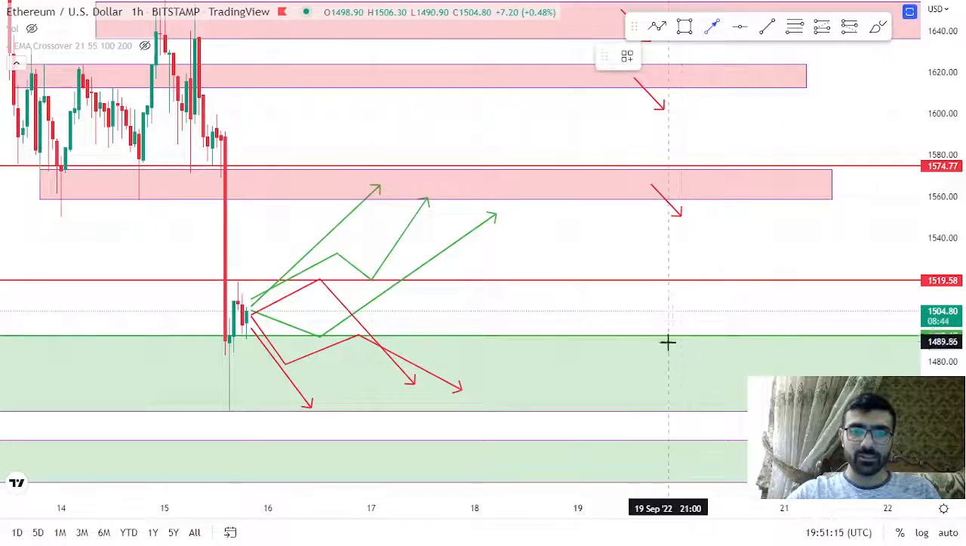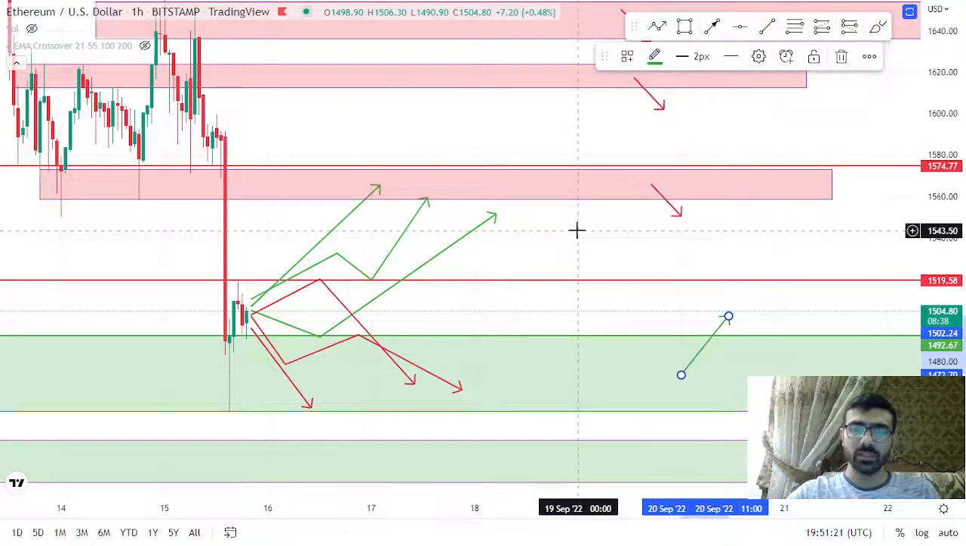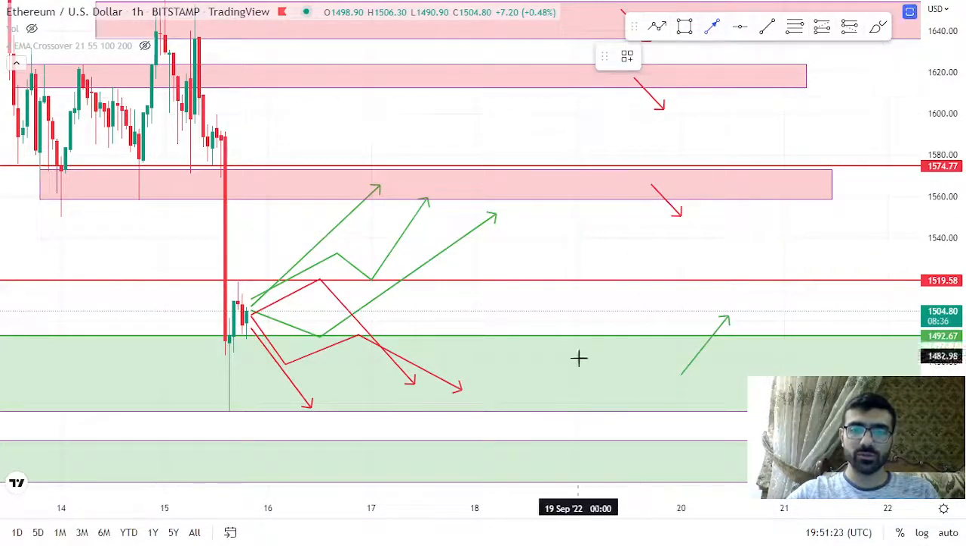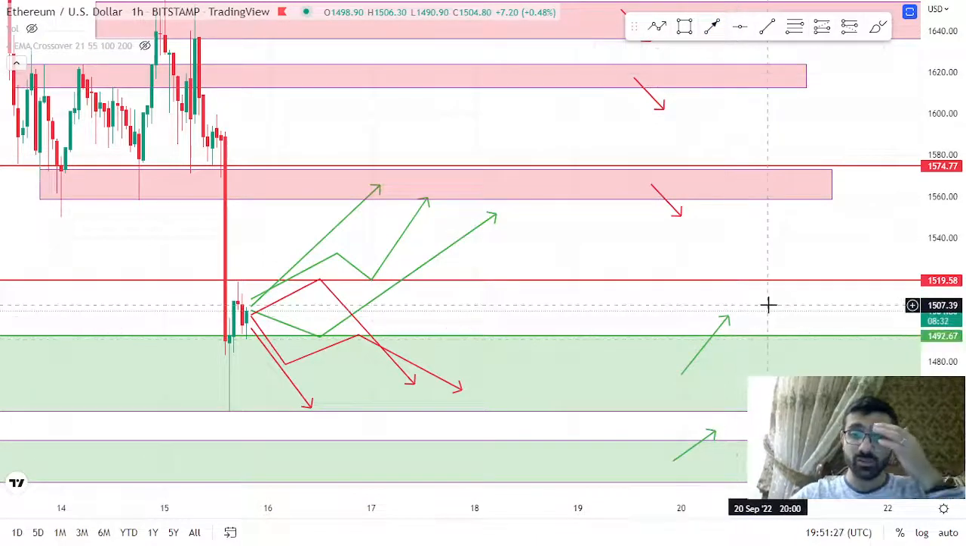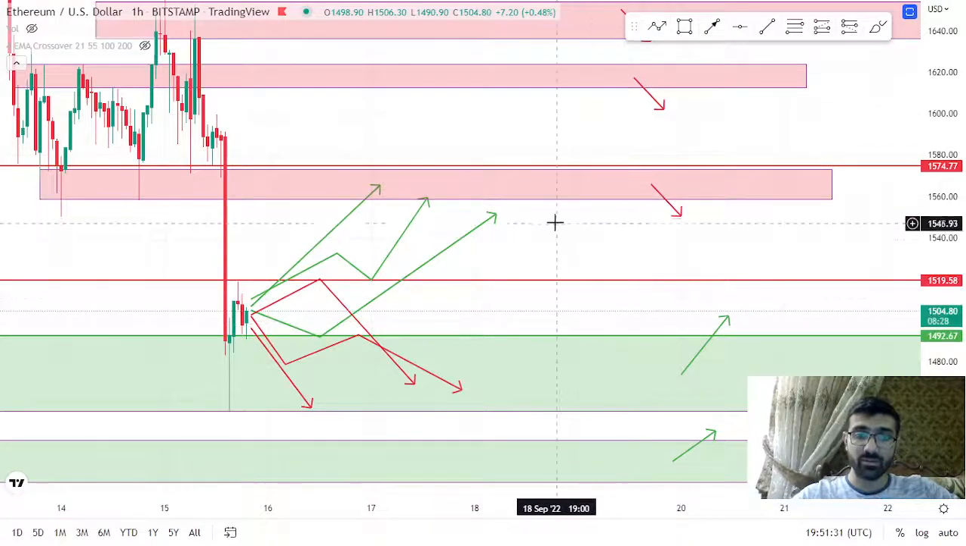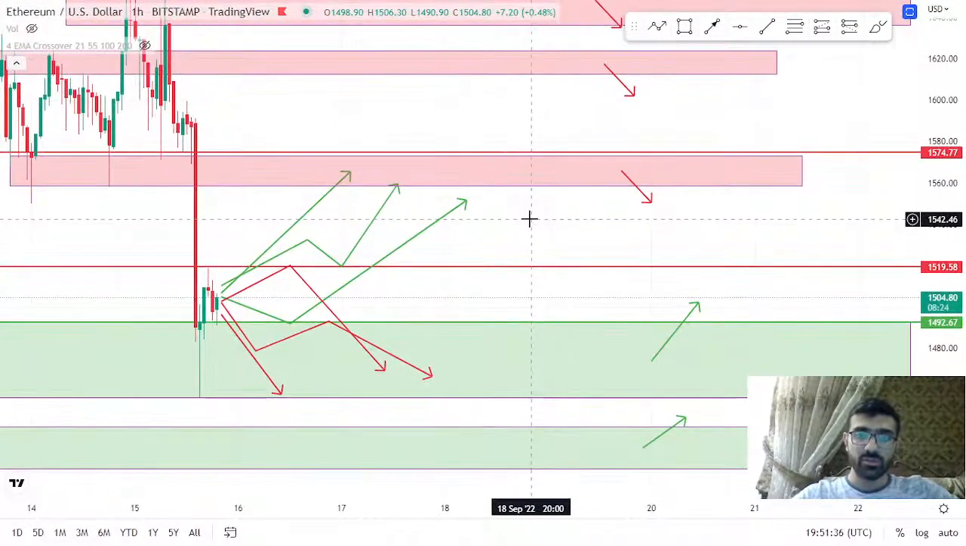And in order to buy this pair, number one from this area, and number two from this area. So we have to be vigilant as to from where we can long this pair or short this pair. So well, that's all for today's video.